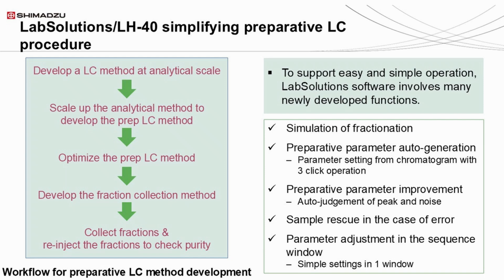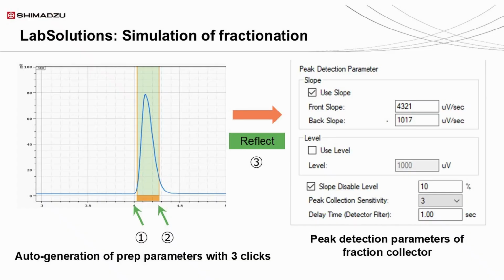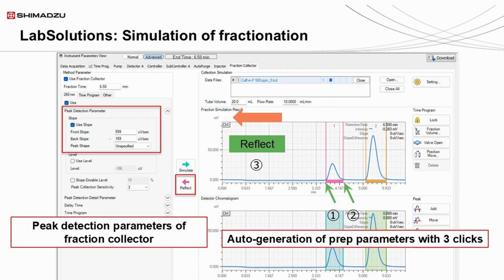Functions that assist in this workflow are: 1. The fractionation simulation to quickly produce a fractionation method. 2. The preparative parameter autogeneration to further accelerate the creation of a preparative method. 3. The preparative parameter improvement to enhance the preparative method. 4. The sample rescue in case of error to save precious samples. And 5. The parameter adjustment in the sequence window to showcase all settings for complete control of the method.